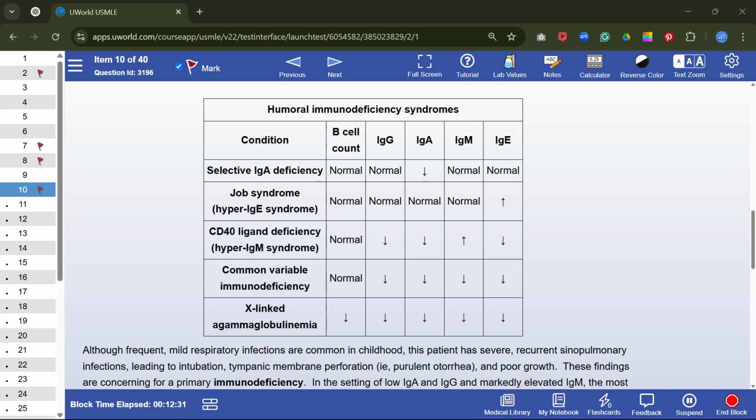In CVID and in Bruton's agammaglobulinemia, there is defective B cell maturation, so no B game. Everything is low. In CVID, there is a problem in differentiation, so there is presence of B cell count, and the game is low. So that is all about B and T cell deficiency. Hope you enjoy.